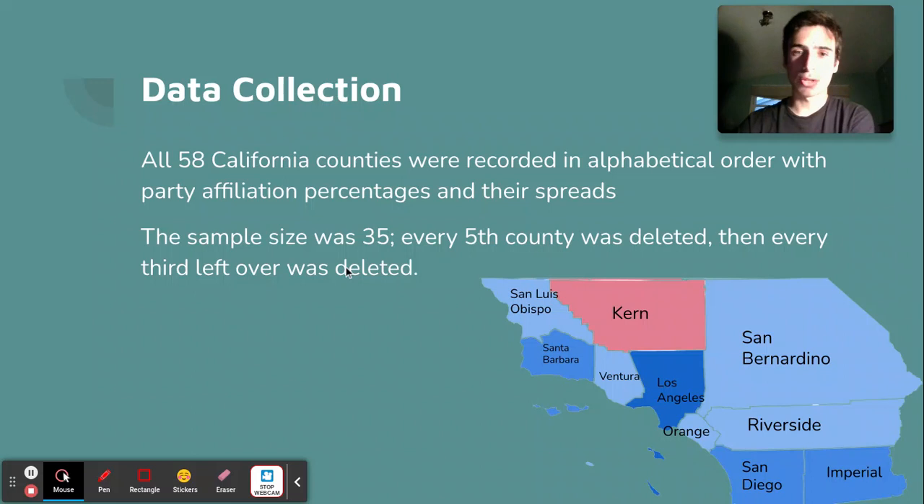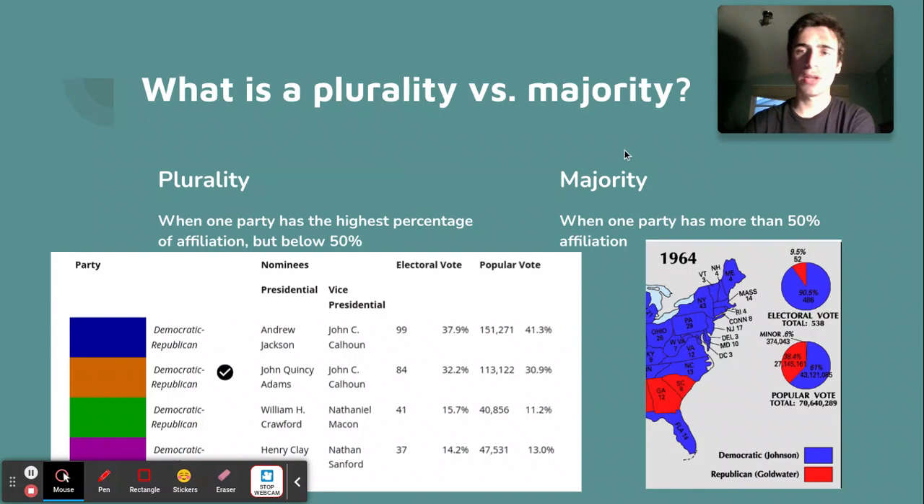The sample size was 35, and every fifth county was deleted, then every third left over was deleted. Here we see some of the Democratic plurality counties, with the exception of Kern County, which is reliably Republican. Now, here's the question.